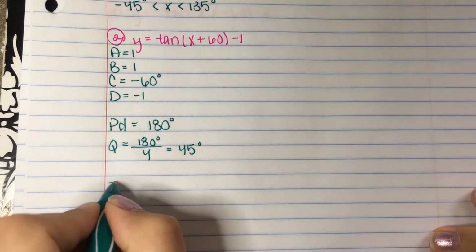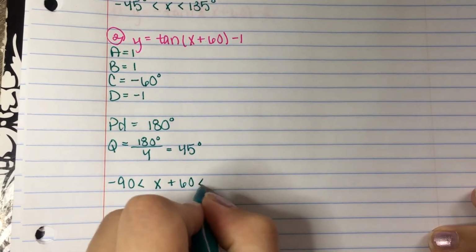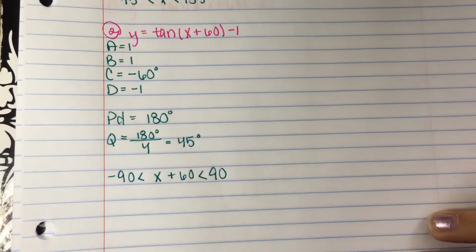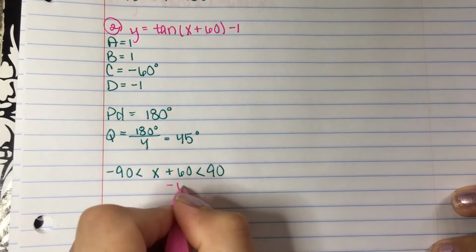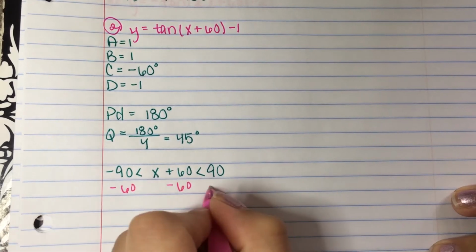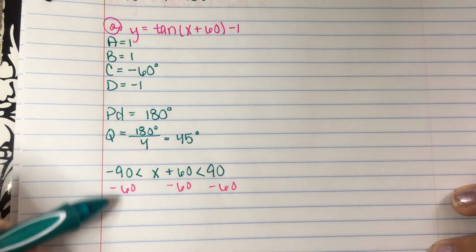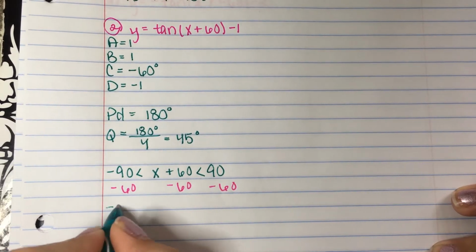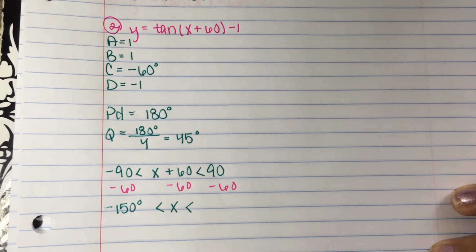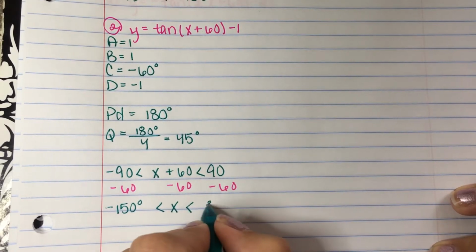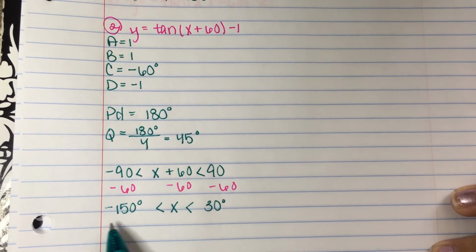And then we set up our asymptotes, negative 90, and then everything on the inside, and then 90. And then we're solving this compound inequality to figure out where those asymptotes are, which means I subtract 60, subtract 60, subtract 60. And here, same sign, which means that we add and we take that sign. So this is negative 150 degrees, x, and then here we have 30 degrees. And then we can see there are our two asymptotes.